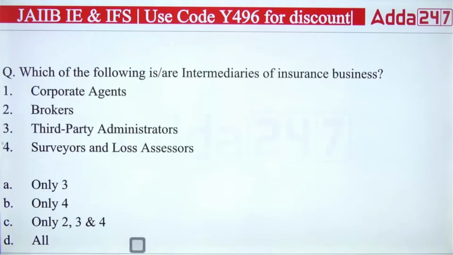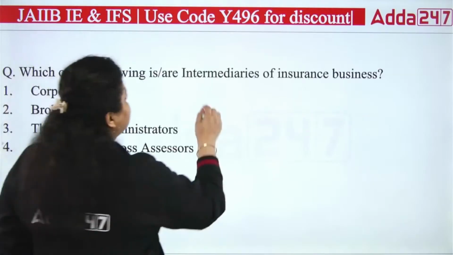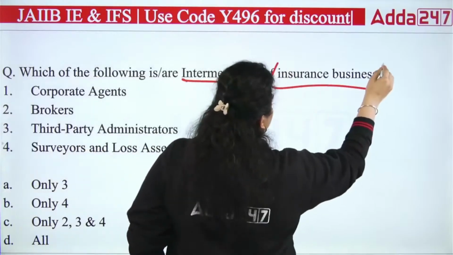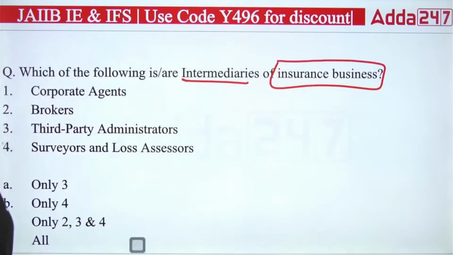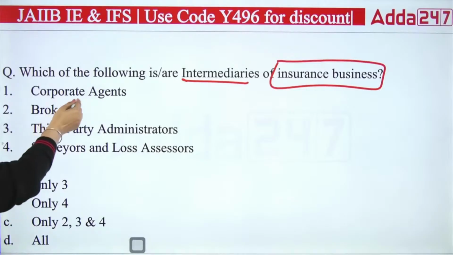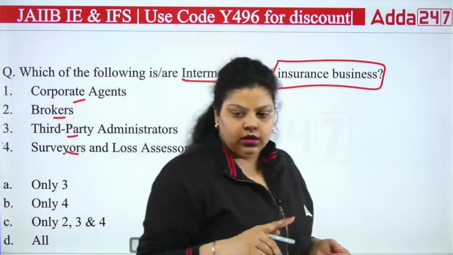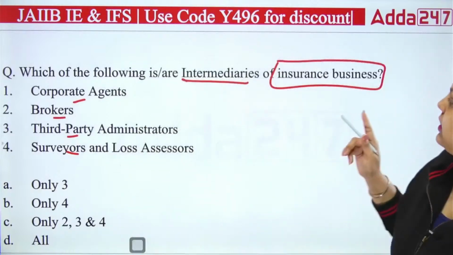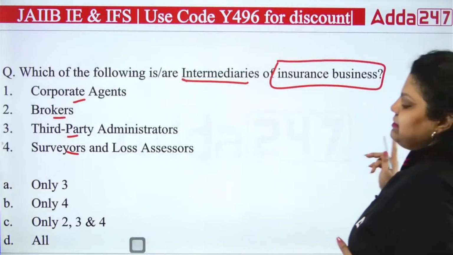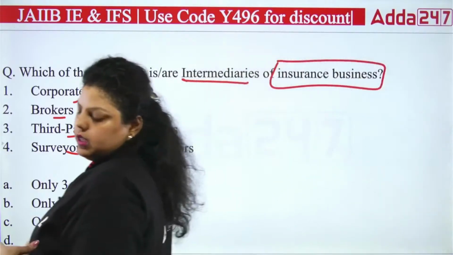Okay, next question we have: which of the following are intermediaries of insurance business? Corporate agents, brokers, third-party administrators, surveyors and loss assessors. So out of them, which of the following are your insurance business intermediaries? A, B, C or D?